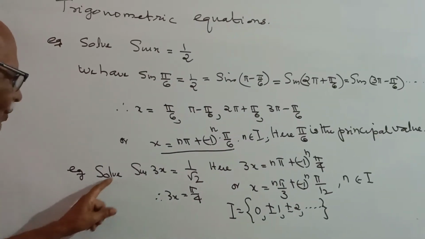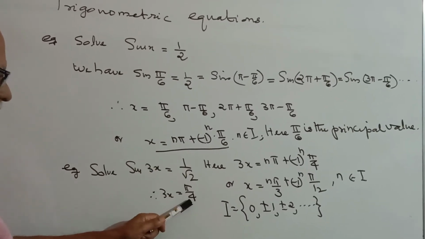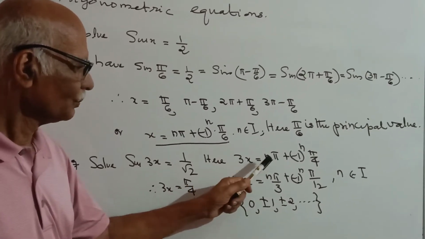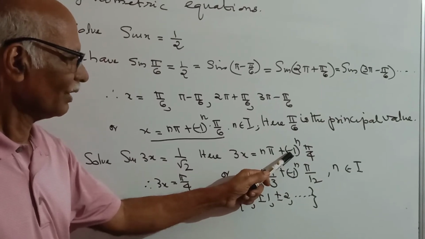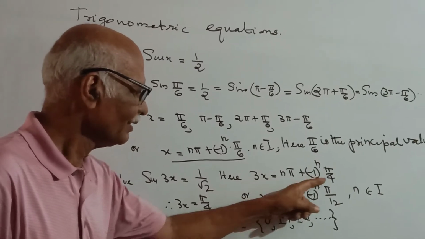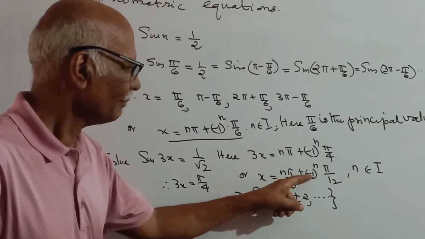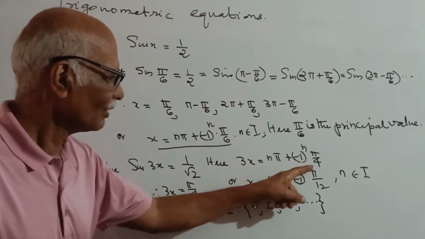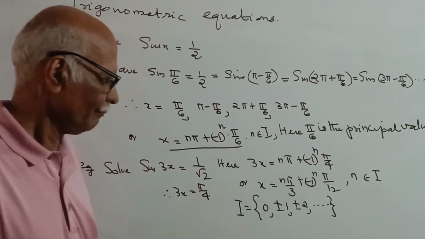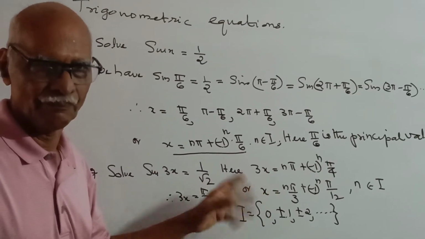Now for example, solve sin 3x = 1 by root 2. You know 3x is pi by 4 because sin(pi by 4) is 1 by root 2. So we take 3x equal to n pi plus (minus 1) raised to n, times pi by 4, similar to this. So you divide by 3, you get the result. x is equal to n pi by 3 plus (minus 1) raised to n. This 3 will go. 3 into 4 is 12. So pi by 12. n is an integer. Now this is the general solution of that question.